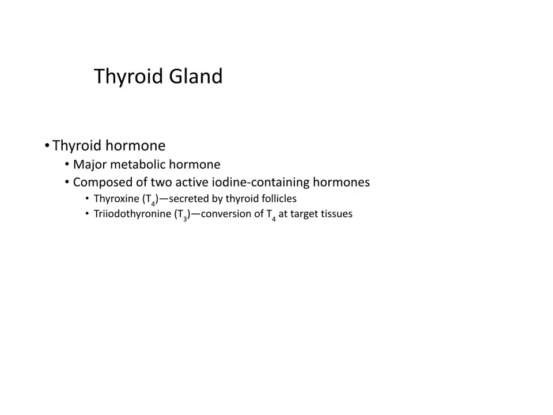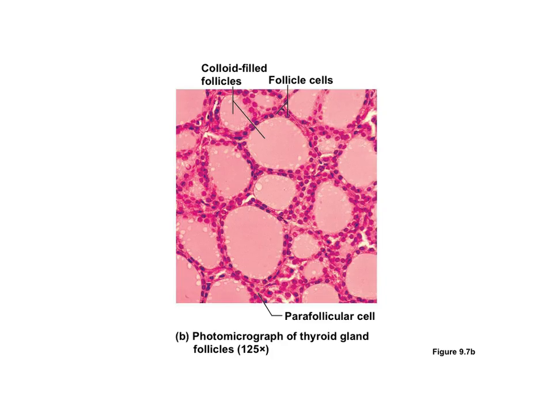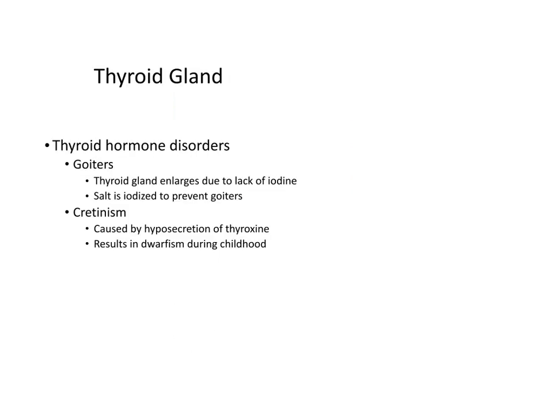So thyroid hormone, which is produced by the thyroid, is one of the major metabolic hormones, and it's composed of two iodine-containing hormones. So they're thyroxine, which is secreted by thyroid follicles, and triiodothyronine, which is actually converted to thyroxine at target tissues. There's a couple of major cells that make up the thyroid, so you can see that there's follicle cells, that's all of these little cells here, and then you can see there's also parafollicular cells, which are here.